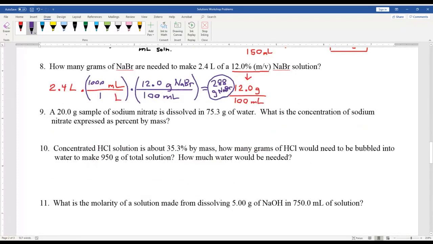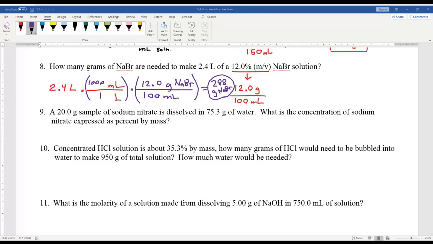Now, the next problem is a percent by mass problem. And these can be a little bit tricky because instead of having clear units of one versus the other, like milliliters is always the unit of the solution for mass volume, and grams is always the unit of the solute, here we have grams for everything. So you really have to pay attention to your wording here.